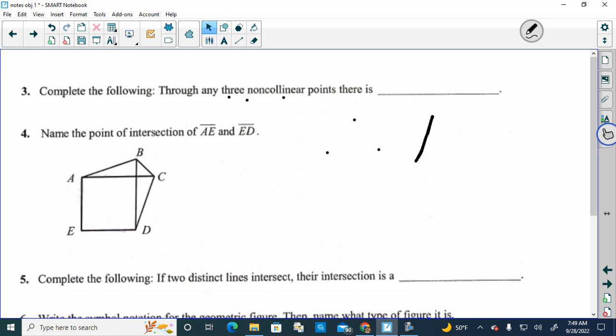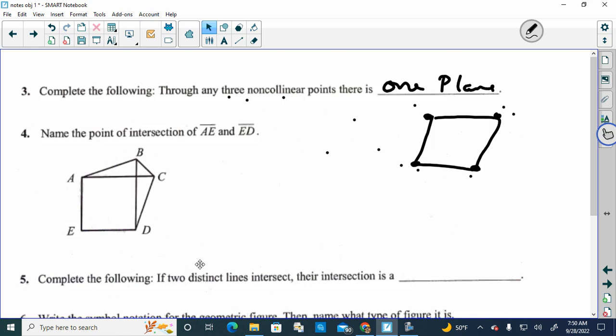Because remember when we had the boxes, in order to name it, it had to be 3 points that were not on the same line together. Okay, so it doesn't matter where they're at. I could have picked this one, and this one, or this one, and this one. Okay, so there is 1 plane.